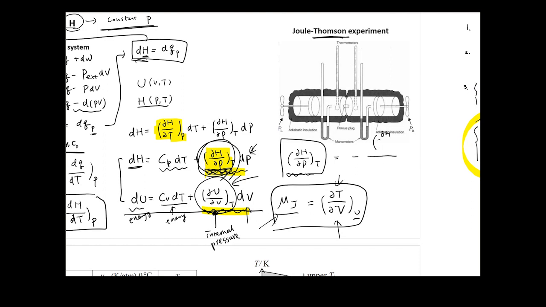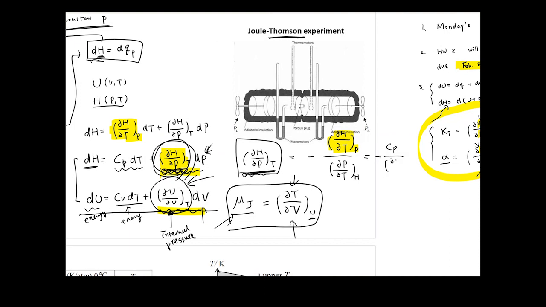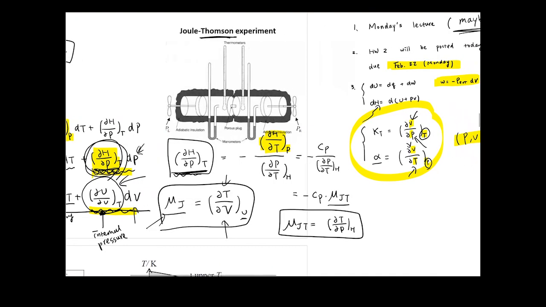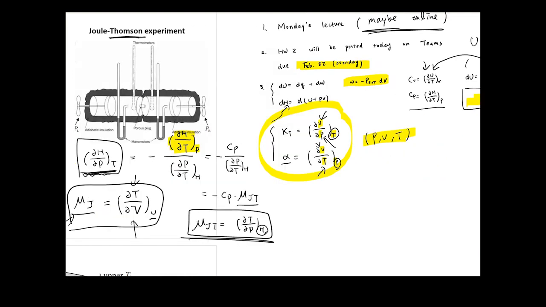Okay, he said, now I can transform this equation into partial H, partial T at constant P over partial P, partial T at constant H. So on the top is your Cp. At the bottom is partial P, partial T at constant H. Later on we write negative Cp times mu JT, where mu JT equals partial T, partial P at constant H. So in other words, if I'm under a constant H condition, if I can figure out how the temperature changes with respect to the pressure change, then I can figure out what the excluded volume is. How can you actually have constant H?